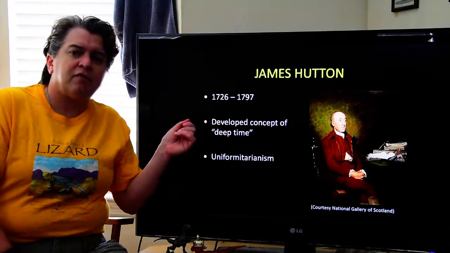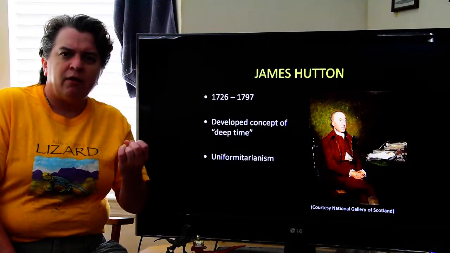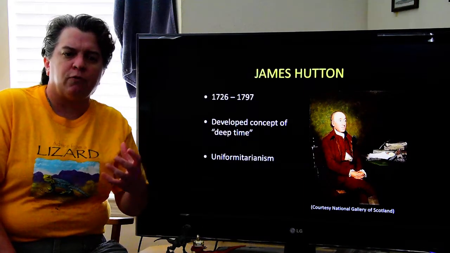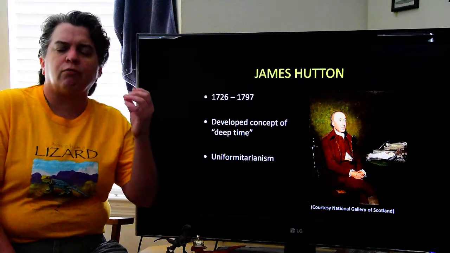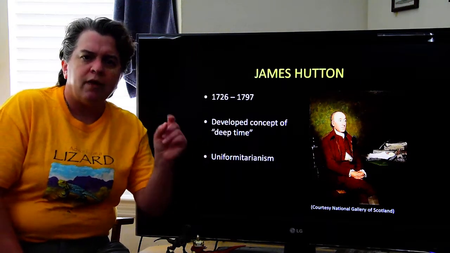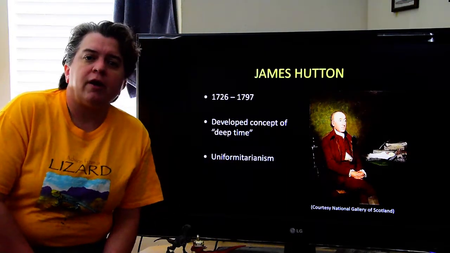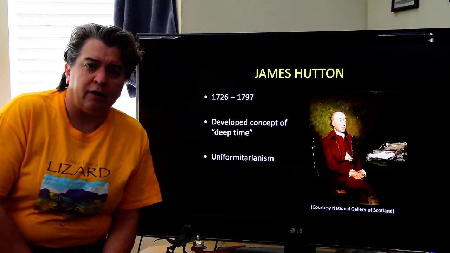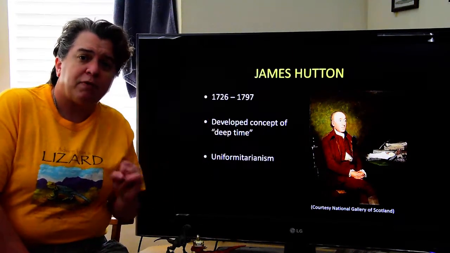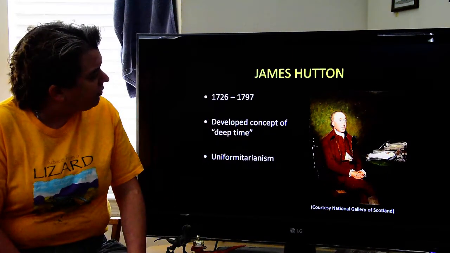He developed a concept that we call deep time. He was one of the early folks who recognized that Earth is really, really old. That's what deep time means. He also developed a principle called uniformitarianism. We're going to take a look at both of these principles that Hutton developed.